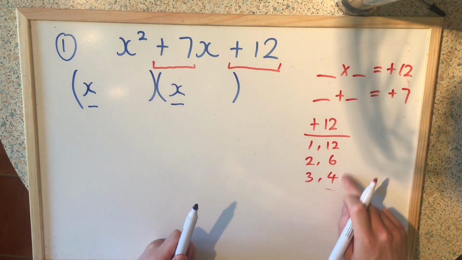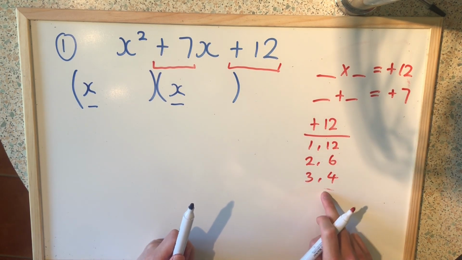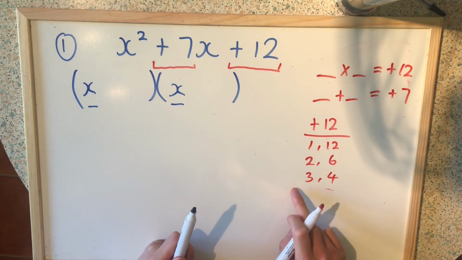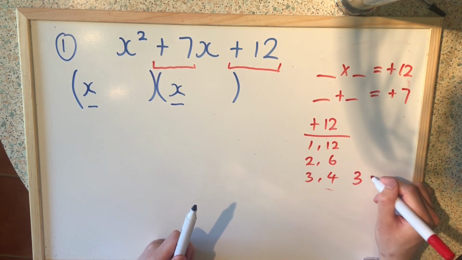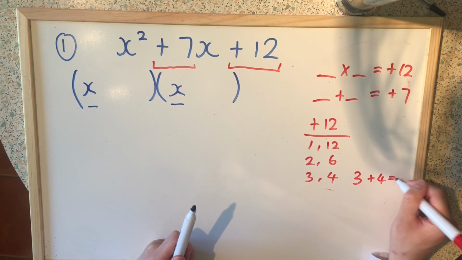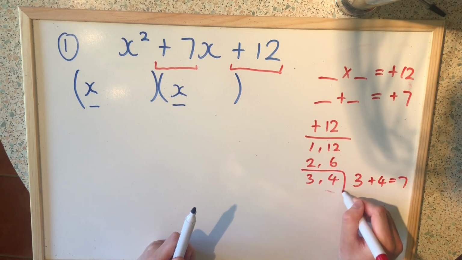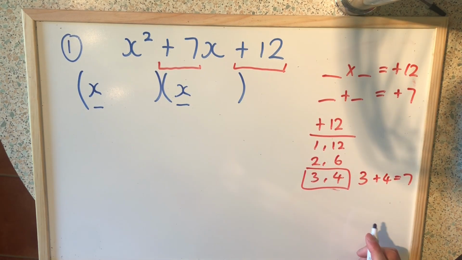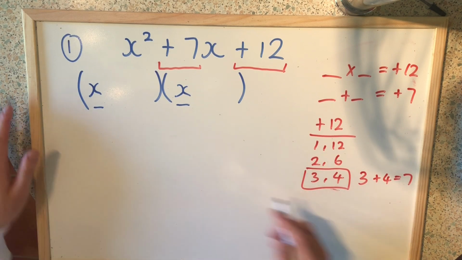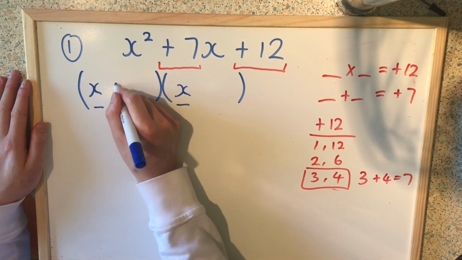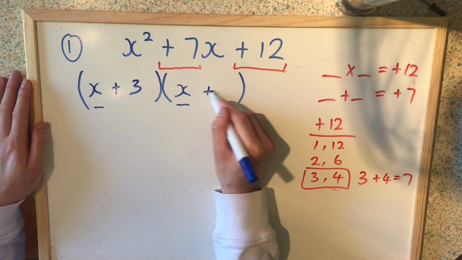So I want two of these numbers that add together to make 7. And straight away I can see, well, positive 3 plus positive 4 gives me 7. So I want these numbers here. So once you've found that, all you need to do is fill in your brackets. So positive 3, put that there, and positive 4, I can put that there.